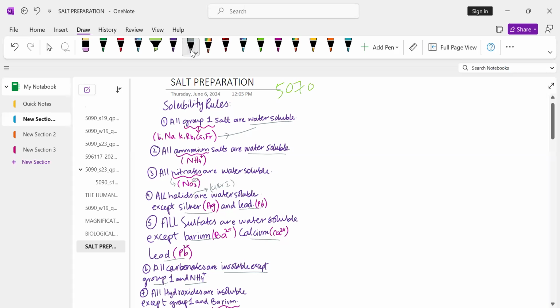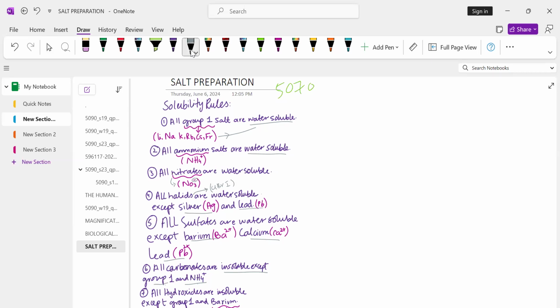So let's get started. Firstly, to do the questions of salt preparation, you need to memorize the 7 solubility rules. The first one is that all group 1 salts are water soluble. Second one is all ammonium salts are water soluble. Third one is nitrates are water soluble. Fourth one is that halides are water soluble except silver and lead halide.